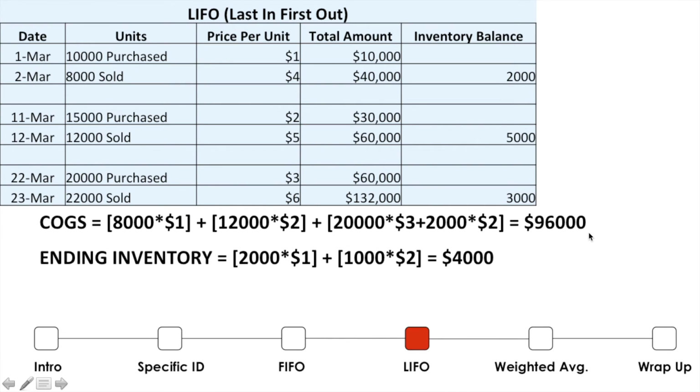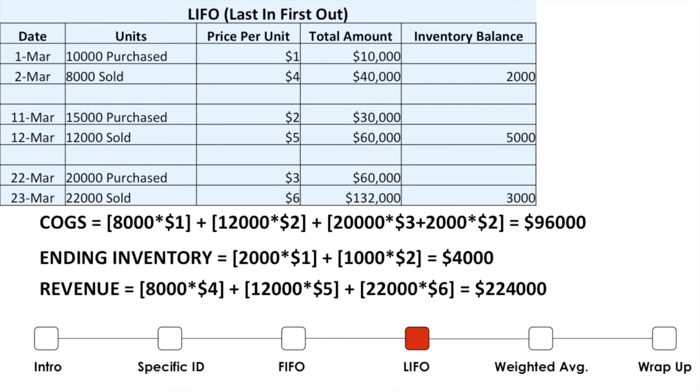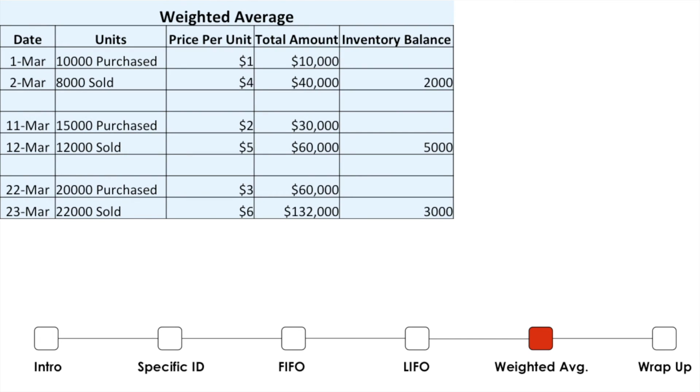And then our ending inventory is still 3,000 units, made up of 2,000 units at $1 each, plus 1,000 units at $2 each, for a total ending inventory of $4,000. And then our revenue is the exact same, $224,000, because regardless of which method you use for inventory costing, the revenue stays the same. Moving on to weighted average.